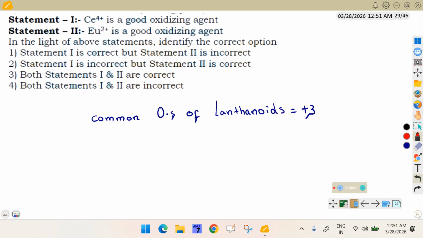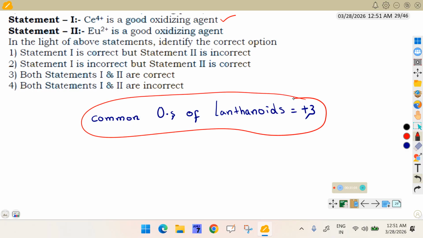Statement 1, cerium plus 4 is a good oxidizing agent. Correct. Because common oxidation state of lanthanides is plus 3. Here plus 4 gains 1 electron, then it is converted to plus 3. That's the reason it acts as a good oxidizing agent. Eu2 plus acts as good oxidizing agent. Wrong. Eu2 plus loses 1 electron, then it is converted to plus 3. Eu2 plus acts as a good reducing agent. So statement 1 is correct, but statement 2 is incorrect. First option.